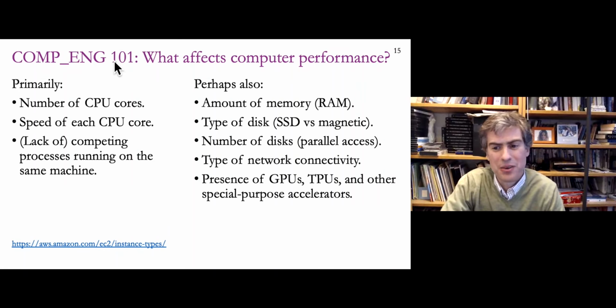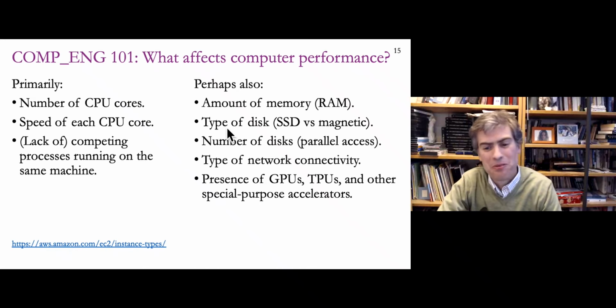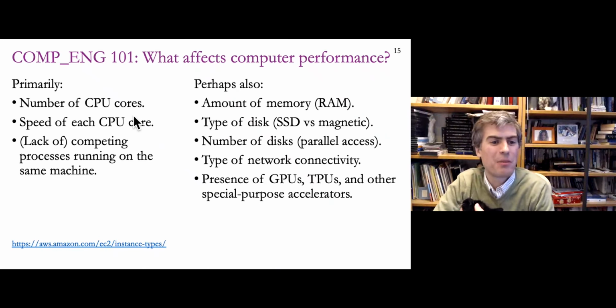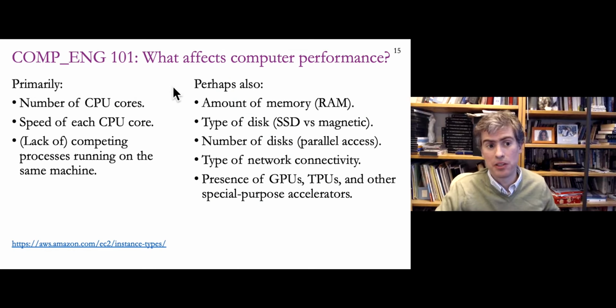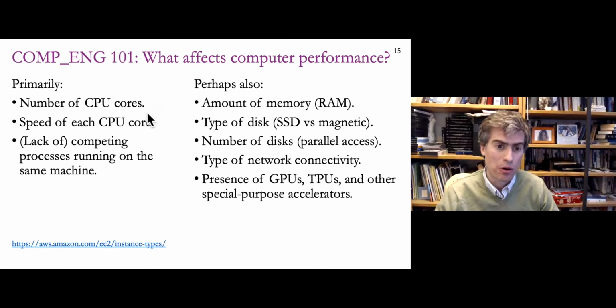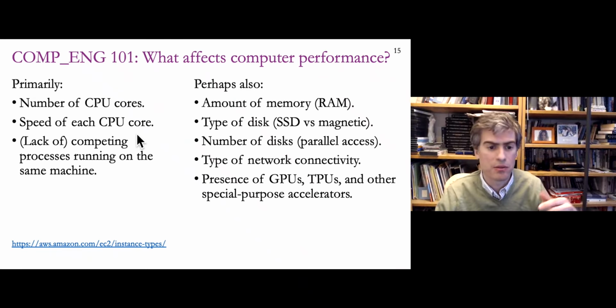Okay, so I was a computer engineering major, so this is one of my favorite topics, but we'll just briefly talk about this. So what are the things that affect computer performance and why is it limited? If you're shopping for a computer and you want one that's fast, the things you would consider are the number of CPU cores, that determines the number of things you can do in parallel on that machine, the speed of each CPU core, which determines how fast each process or program runs.